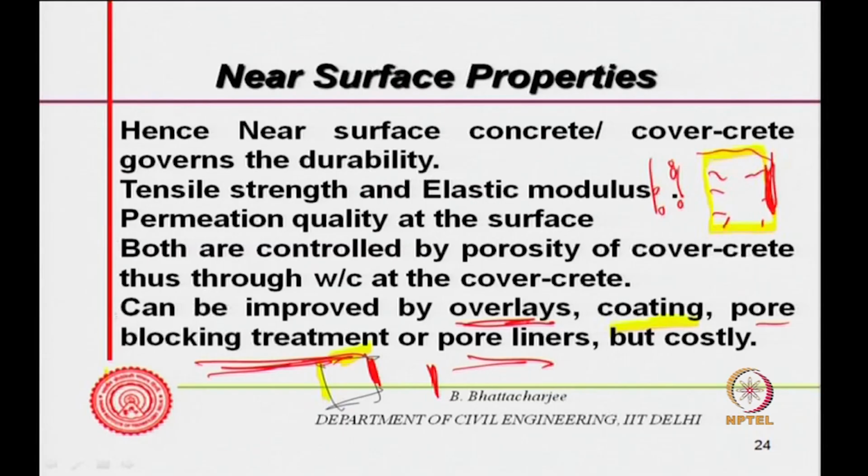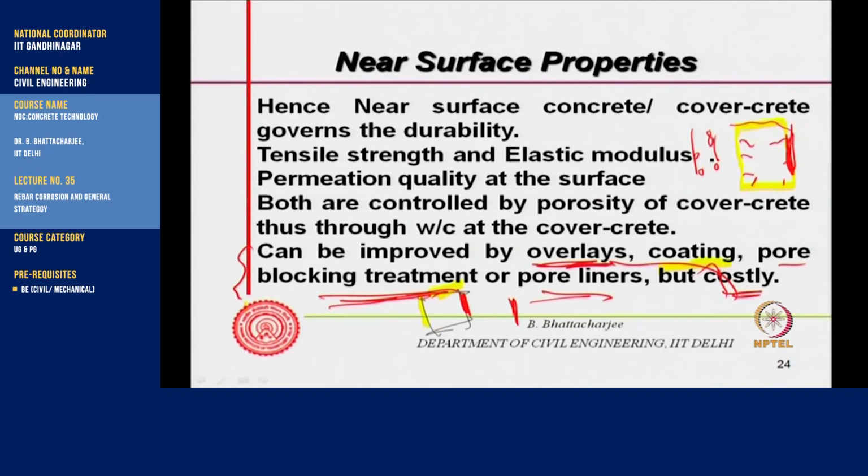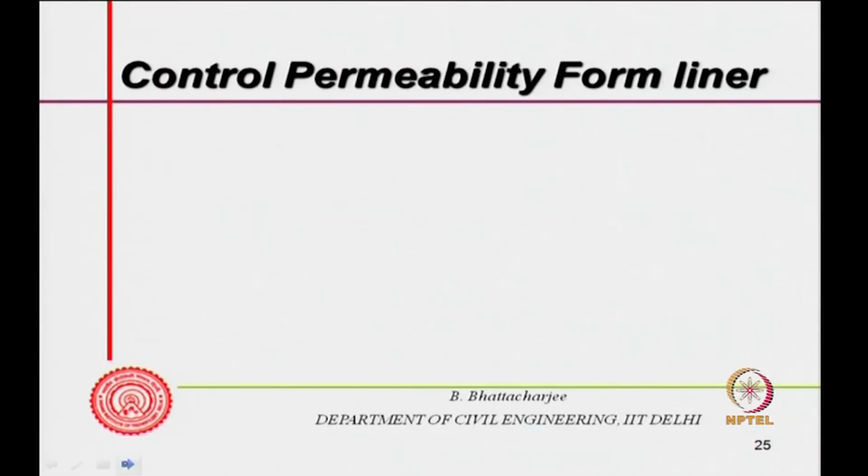So cover concrete can be improved in this way. At the moment we talk in terms of water cement ratio and cement control, but some of these could be costly. For example, overlays and coatings could be costly, because you may have to repeat them over a period of time, as we have seen earlier that there is a service life for these, and you may have to change them from time to time. So there is a recurring cost involved, and life cycle cost will increase.